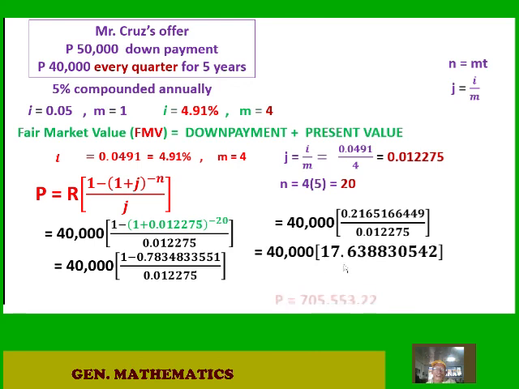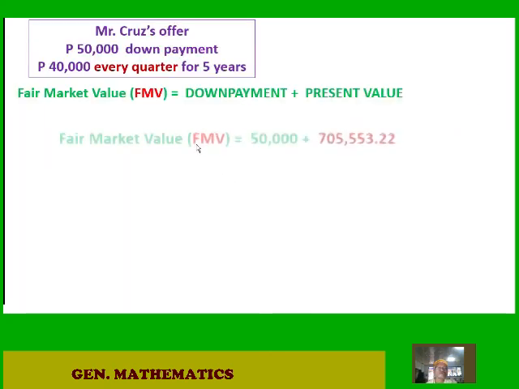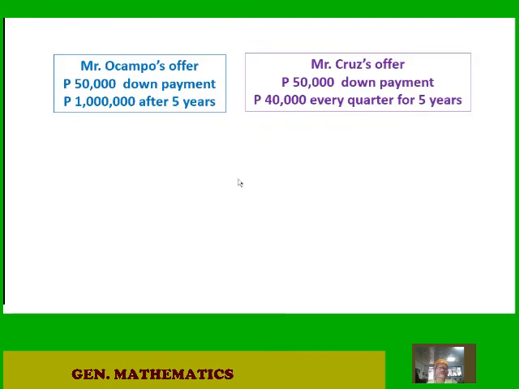Then multiply. Then this is the present value of the quarterly payment of Mr. Cross. So let us add this to his down payment of 50,000. So the total fair market value of Mr. Cross's offer is 755,553.22 pesos.